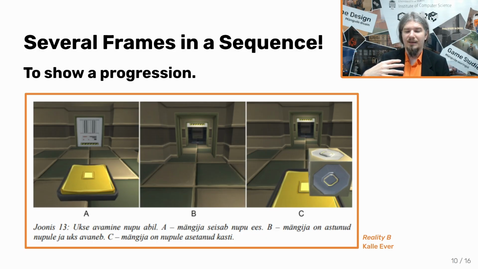At B, we see that the player has stepped on the button and the door opens. So the player learns that, okay, this button does something. If we press on it, the door opens. And C, the player looks at a box and sees that they can pick it up, and they put the box on the button to keep the door open. So this illustrates this one sequence of events, or this one game mechanic that players will learn, and we can see from the PDF that this is how it happens.